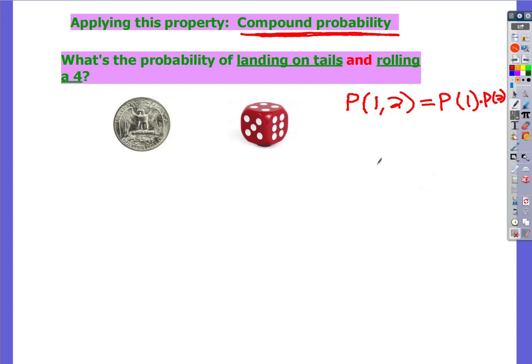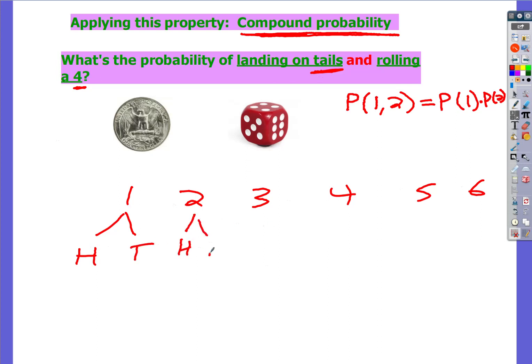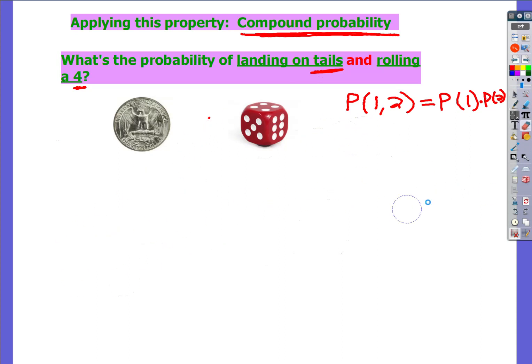Let's take a look at an example where I'm trying to land on tails and roll a 4. And I could branch this out and I could say, well, on my dice, I have 1, 2, 3, 4, 5, 6, and then I could do my branches, heads, tails. I won't do all of these, but just to start, you can see this will get kind of messy really quick. Or if I had to deal with another, let's say we had another dice here, it would get quite annoying. So let's use that compound probability property instead.